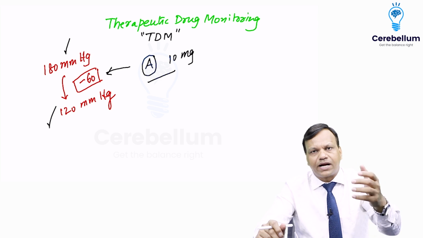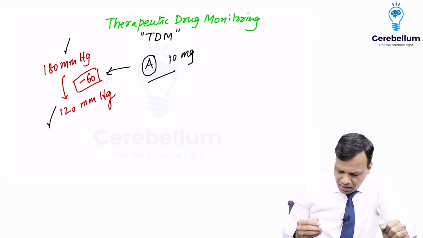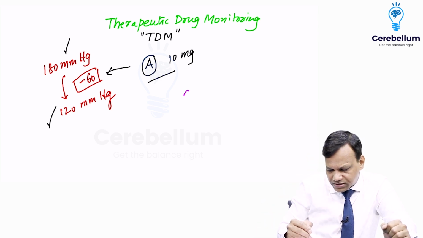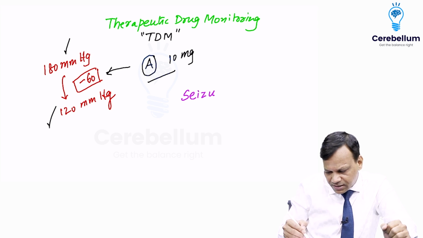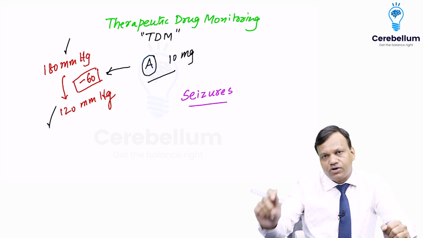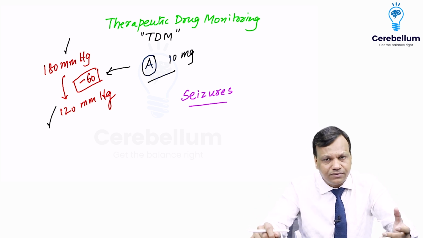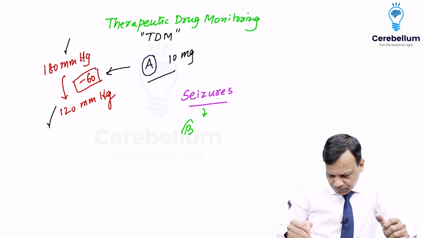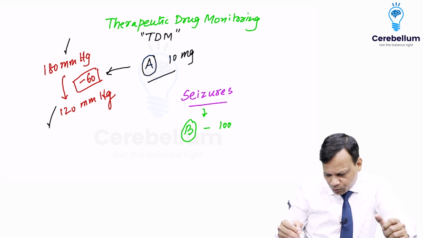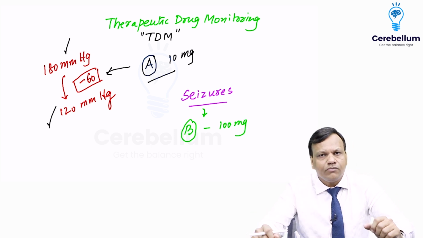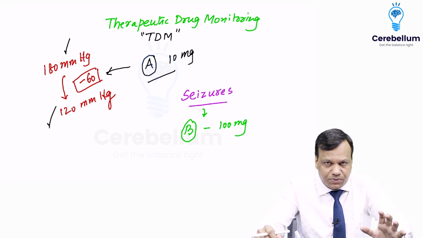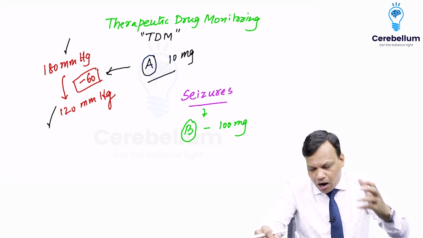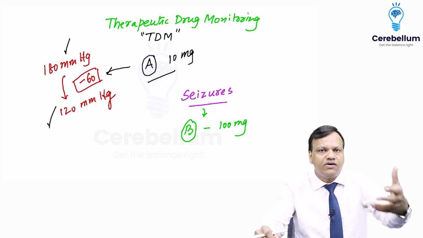But this is not practical everywhere. Like, another person has come to you with seizure. The person has developed seizure. Epilepsy is there. And for treatment of epilepsy, you give another drug, drug B. The standard dose of this is, suppose, 100 milligram. So you give 100 milligram of the drug to this person. Now, how will you know whether this dose is enough or not?